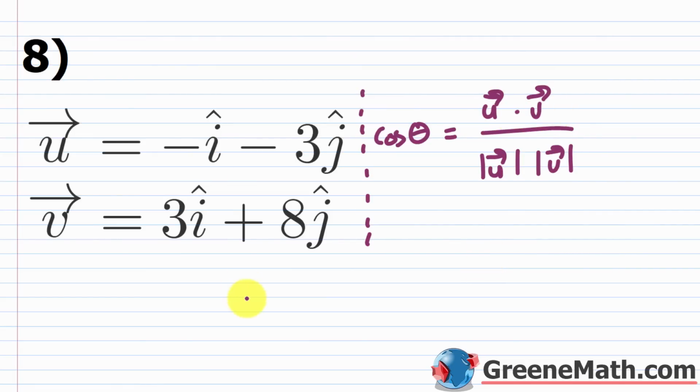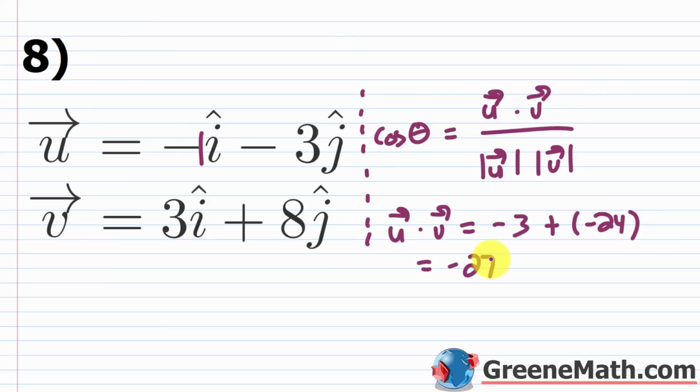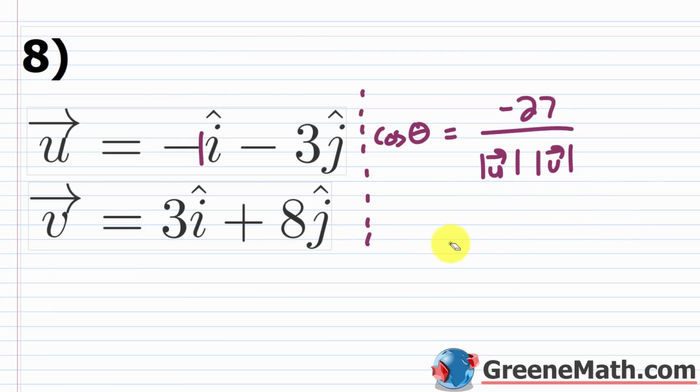Again, you can write this in component form if you're more comfortable. You can put a little -1 there if that helps you out. So the dot product of u and v, so u dot v is equal to what? So -1 times 3, that's -3, and then plus -3 times 8, that's going to be -24. So this would end up giving me -27 as a result. So let's put this up here as -27. Okay, the next thing is you want the magnitude of u and the magnitude of v.